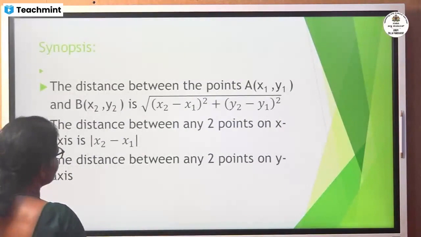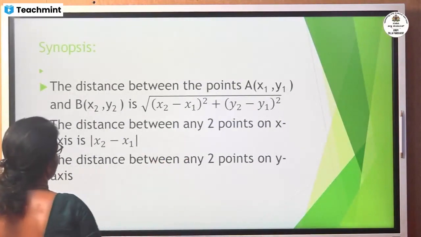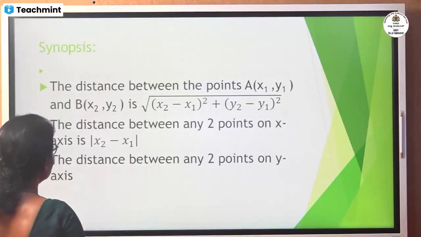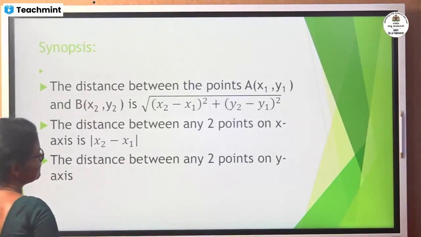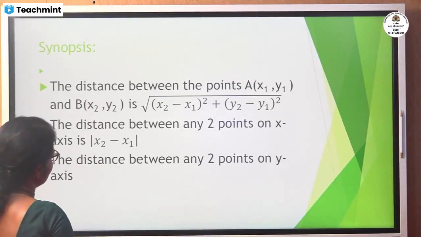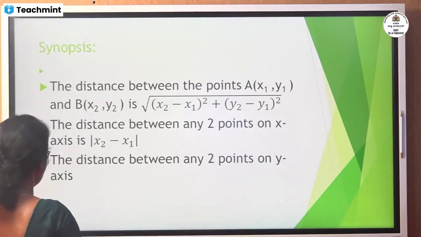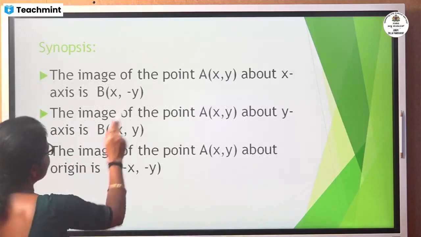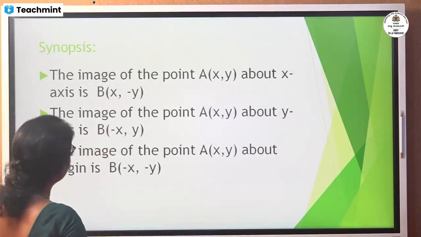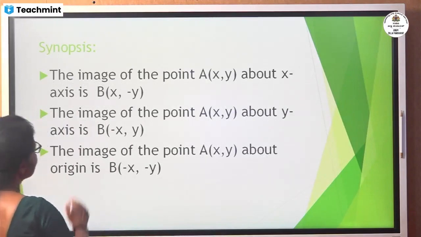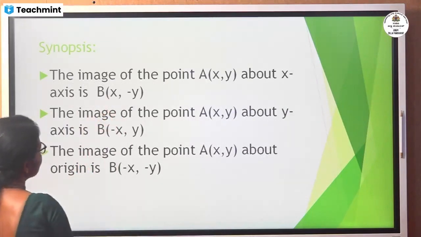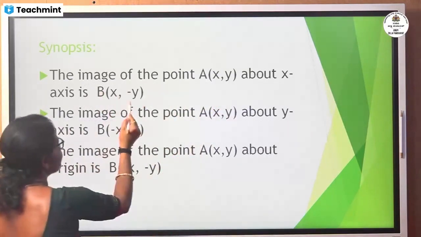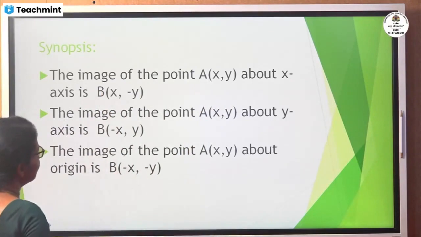The distance between any 2 points on x-axis is modulus of x2 minus x1. Similarly, distance between any 2 points on y-axis is modulus of y2 minus y1. Next, the image of the point x comma y about x-axis is x comma minus y. You can observe this point. If you are calculating image about x-axis, then you have to change the sign of y coordinate.